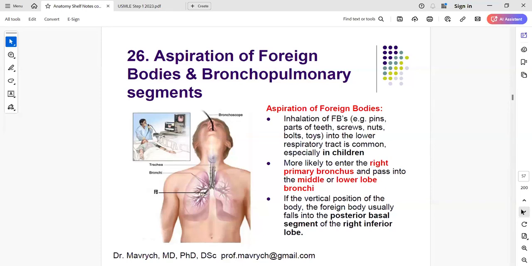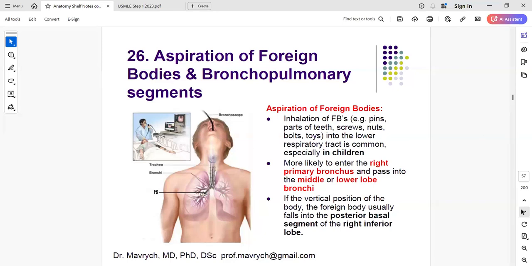Aspiration of foreign bodies is usually in the right primary bronchus, which they do ask in the URL, asking which bronchus is more likely to get affected. It's because the right bronchus is shorter than the left one. It's also narrower, so it's always the one which gets affected, right? The foreign body passes into the middle or lower lobe of the bronchi.